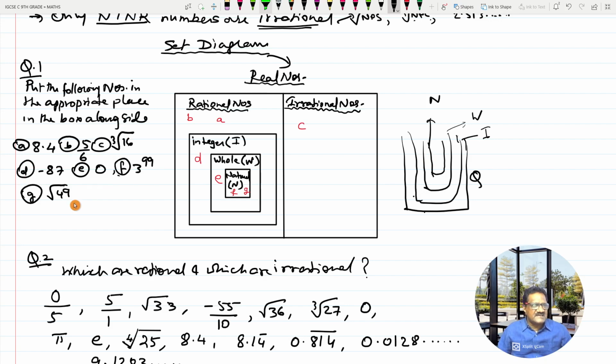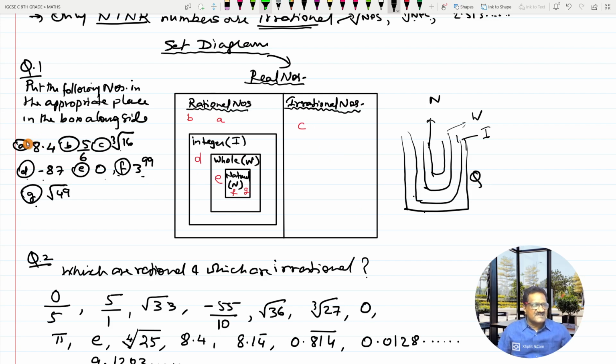A, B, C, D, E, F, G are the numbers given over here. A is 8.4, B is 5/6, C is cube root of 16, D is minus 87, E is 0, F is 3 raised to 99, and G is root of 49. My question is, put the following numbers in the appropriate place in the box alongside. So these numbers you have to put in the box. The answer is already given here, I have shown you, but I'll explain how it works.